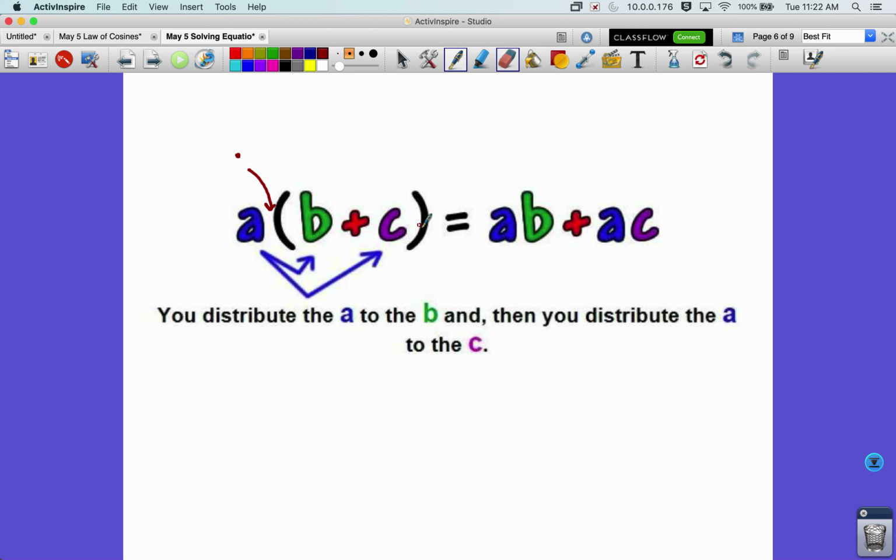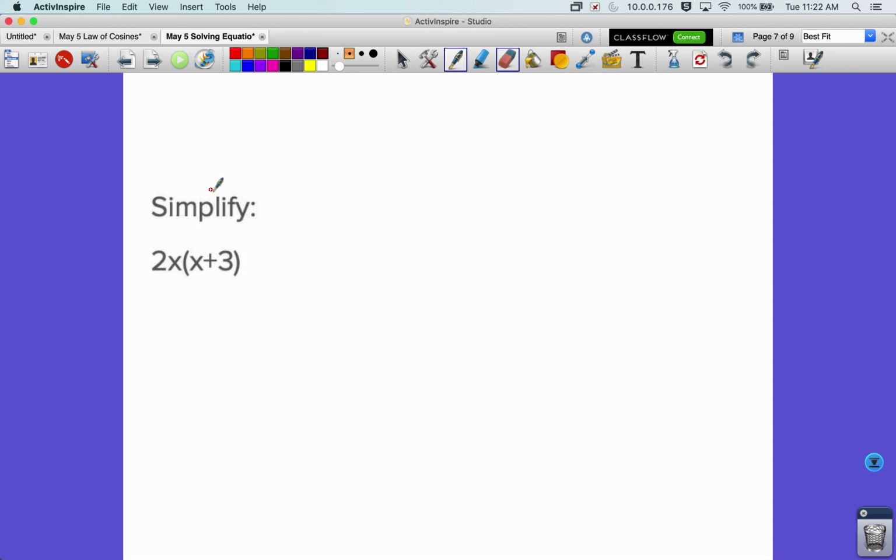But as long as we multiply to every term, we can get around that rule of PEMDAS. And we draw these arrows to show what's happening. So you distribute the a to the b, and then you distribute the a to the c. And it's always multiplication. There's hidden multiplication every time we don't write an operation.